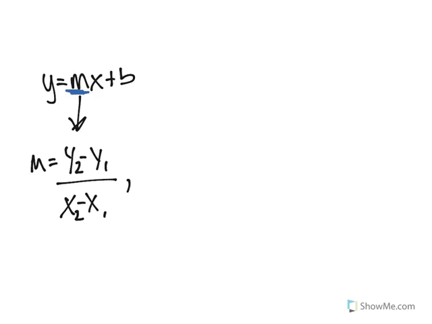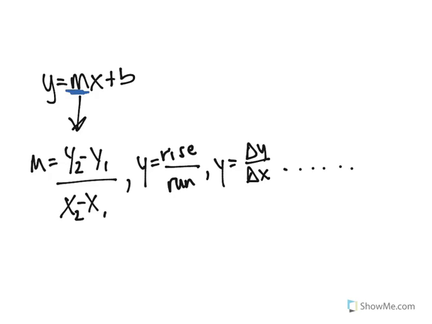This is also sometimes written as the rise over the run, the change in y over the change in x, and a bunch of other different things. But basically, all you really need to know about slope is that it is the steepness of a line, okay?